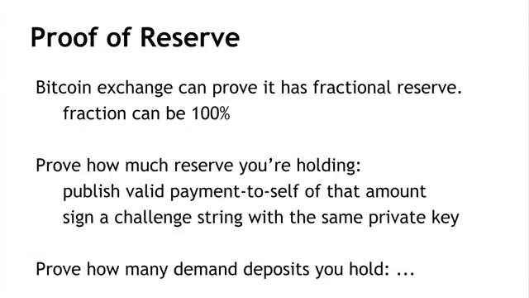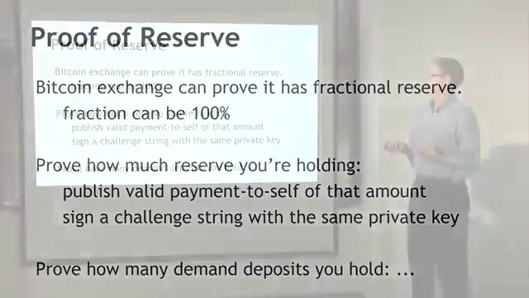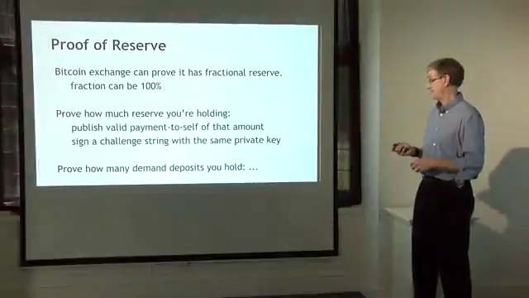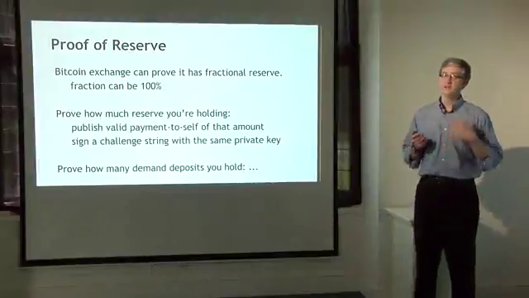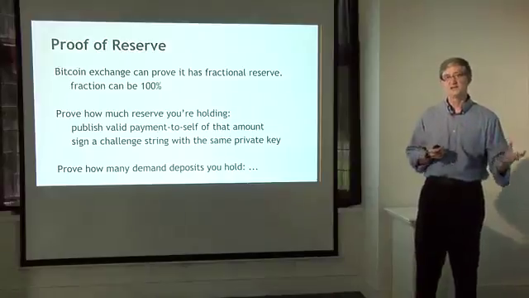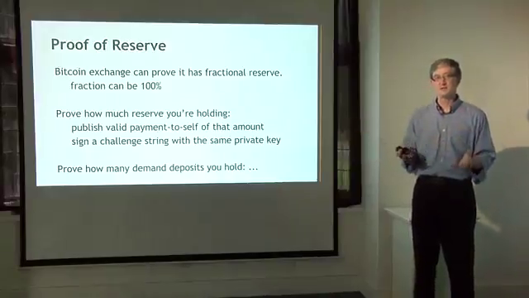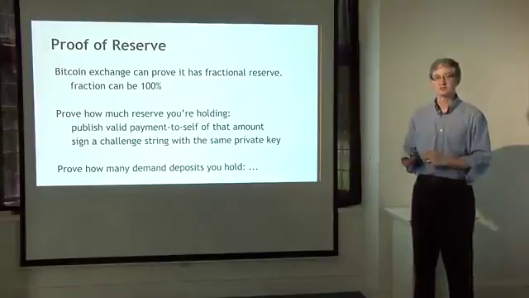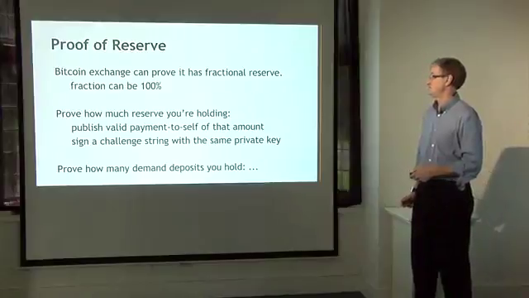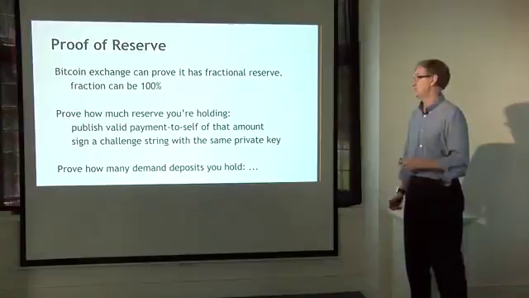So let me explain how that works. The goal here is that a Bitcoin exchange or some other business that's holding Bitcoins can prove that it has a fractional reserve. It can prove that we have at least, let's say, 25%, or maybe that we have 100% of the deposits that people have made with us available and under our control if need be. And so the way that proof of reserve works is you break the problem into two pieces. First, you prove how much reserve you're holding. That's the relatively easy part.